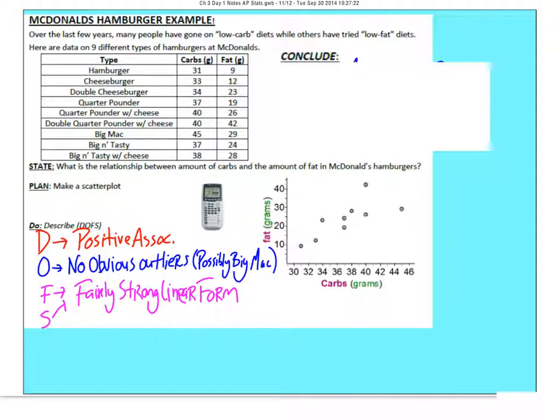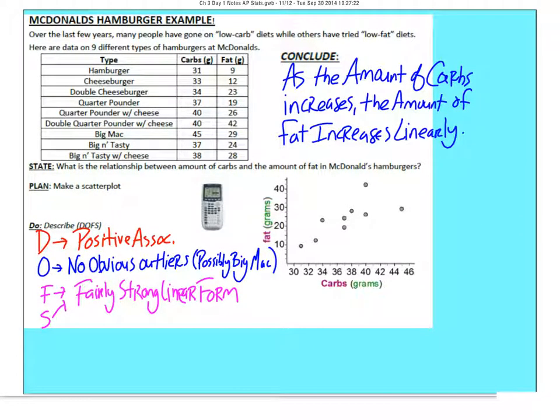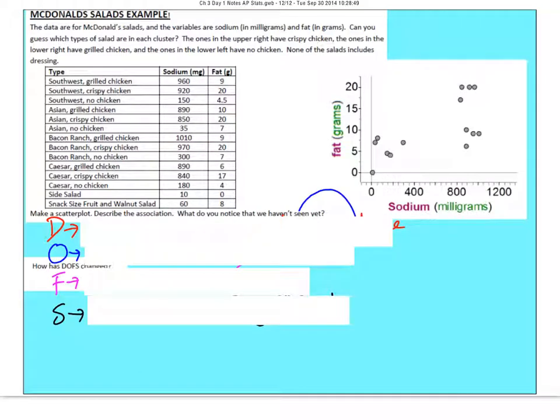With that, I can make a conclusion, and my conclusion is going to be that as the amount of carbs increases, the amount of fat increases linearly with the McDonald's hamburgers. Let's wrap up our notes with one last example, this time about McDonald's salads. Let's take a look here at the amount of sodium and fat in McDonald's salads and see if there's a relationship.